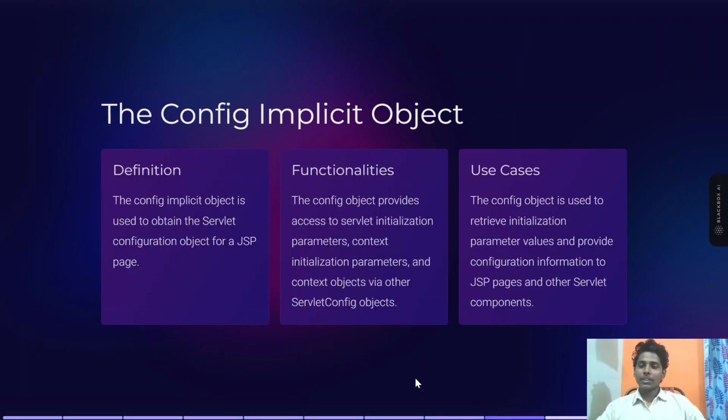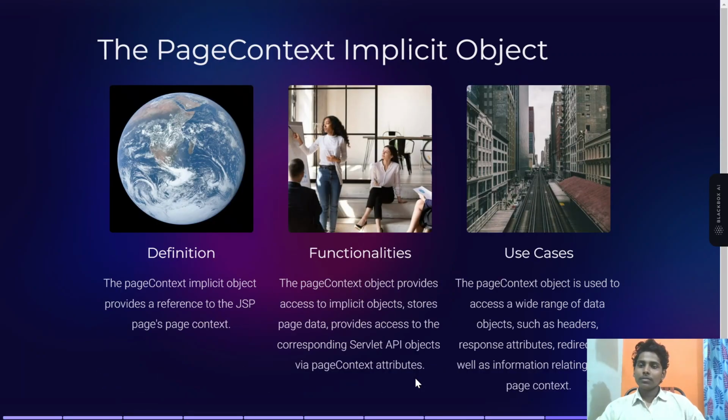Config implicit object. The config implicit object is used to obtain the servlet configuration object for a JSP page. The config object provides access to servlet initialization parameters, context initialization parameters, and context objects via other servlet config objects. The config object is used to retrieve initialization parameter values and provide configuration information to JSP pages and other servlet components.